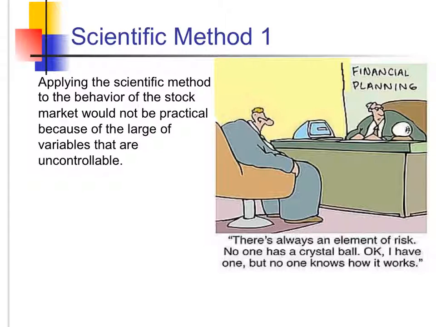The scientific method can't be applied to, say, the stock market, as the financial planning cartoon here indicates. Even with the crystal ball, you might not know how it works. There are too many variables that are uncontrollable. So the stock market is just one example where the scientific method isn't going to help. You can use a lot of data over a lot of time to help you make guesses, especially in the stock market, but it's not going to give you that full finished product.